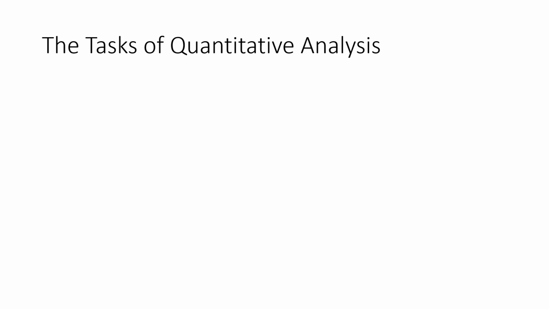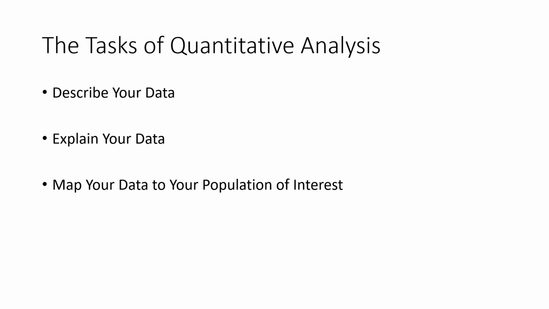Quantitative data analysis basically boils down to three main tasks. The first is to get to know what's there, effectively to describe your data. Then you need to talk about the relationships between different parts of your data. This is where we move into explaining the data. And then finally, we want to map these relationships that we see to our population of interest. And that, at heart, is really what inferential statistics is all about.